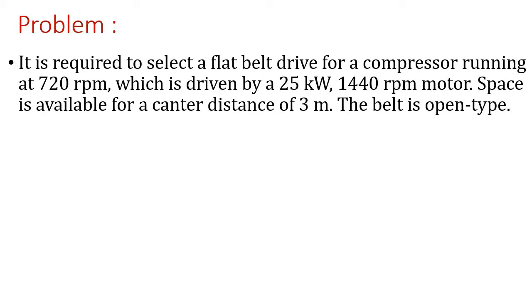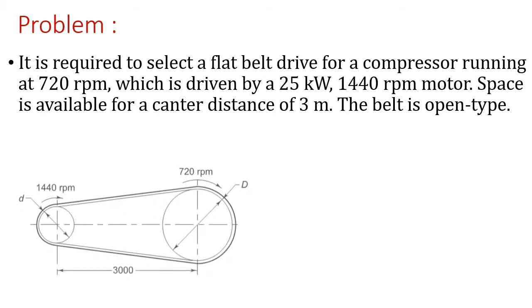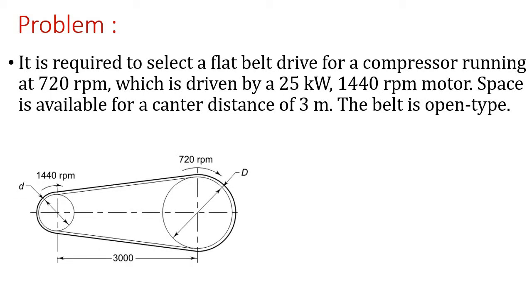First we need to draw the open type belt drive system. This is the open type belt drive system. This is the smaller pulley, this is the bigger pulley, and this 3000 mm is the center distance. The belt is wound over the smaller pulley and larger pulley.